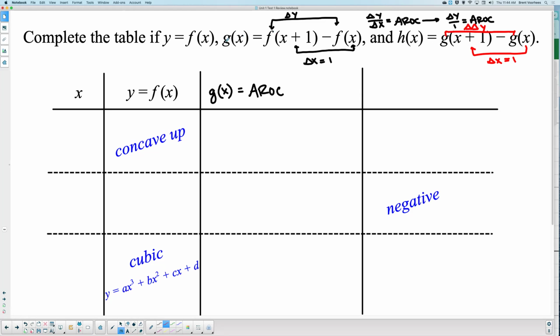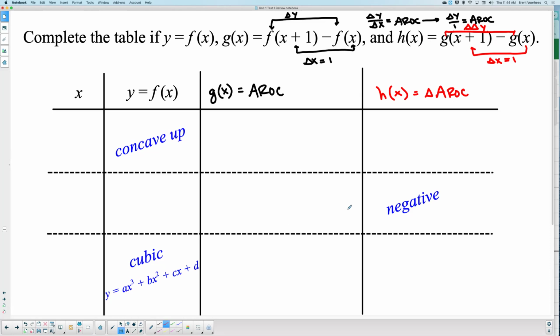Because what was g to begin with? g was the change of y. So that means if you now are changing your g's, you're changing the change of y. Anybody figured out what this is yet? This is equal to the change of the average rate of change, the change of the AROC. That's what that equation is. That's just a weird way of writing it, but that is what those are.